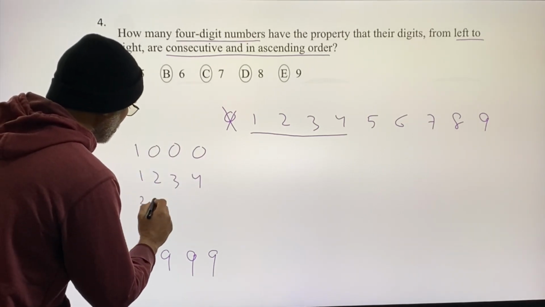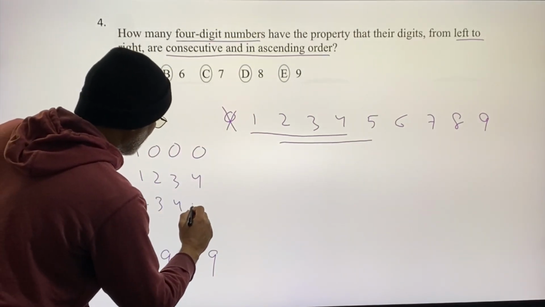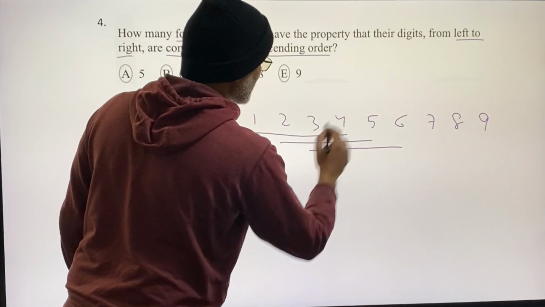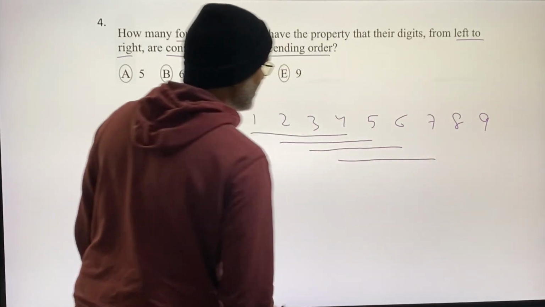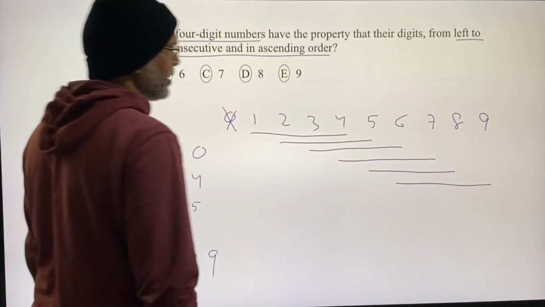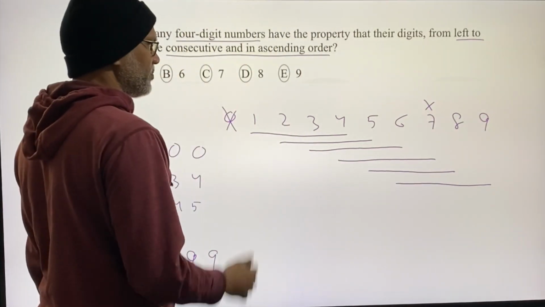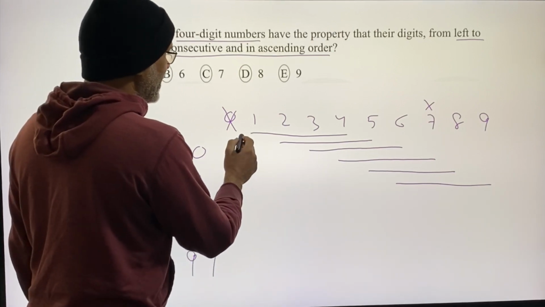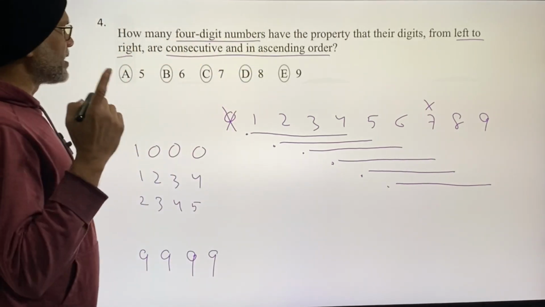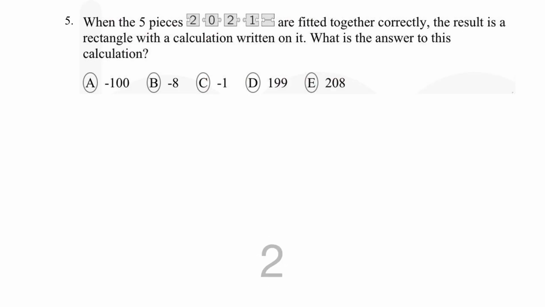Next one I can start with 2. Then 2, 3, 4, 5. Let me do it here, it's much easier. Then 3, 4, 5, 6, then 4, 5, 6, 7, and then 5, 6, 7, 8. Then 6, 7, 8, 9. Can I start with 7? No, I cannot start with 7 because I have only 3 digits remaining, right? So how many do I have? 1, 2, 3, 4, 5, and 6. So there are 6 possible numbers that satisfy this condition. Then B is the correct choice.